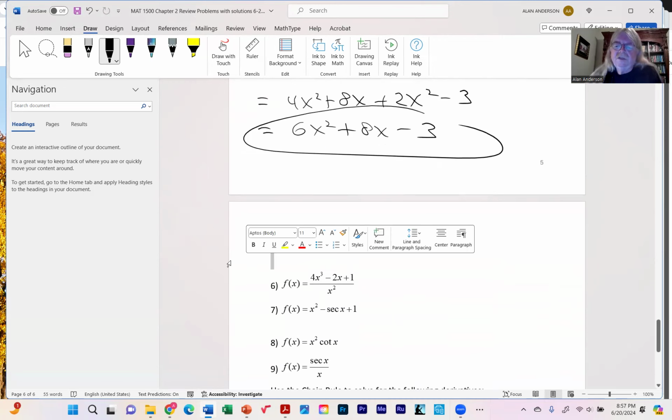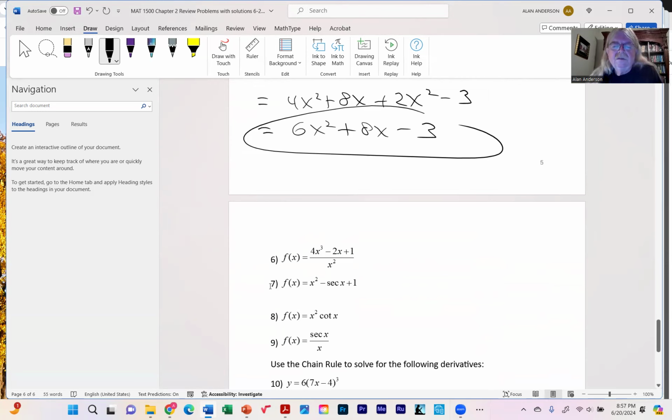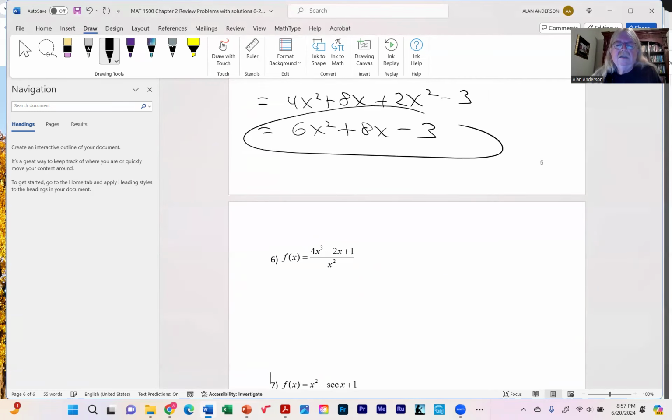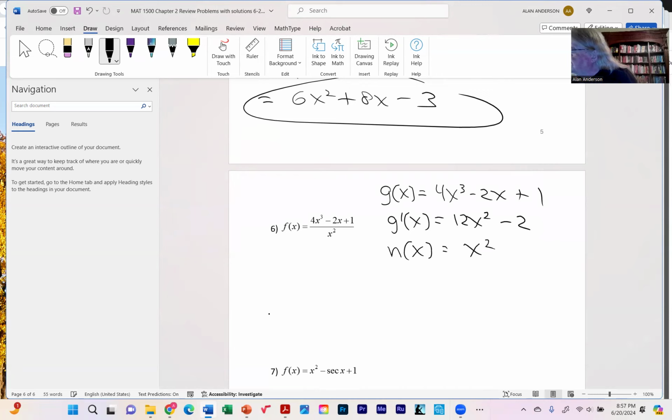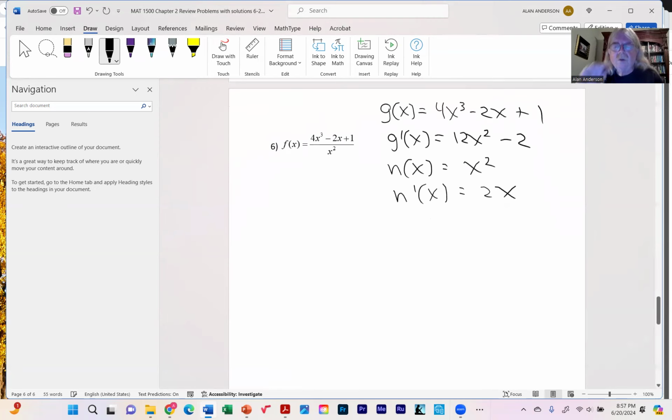Now here we have a quotient rule. Okay. So how does that work? g of x is the numerator. Its derivative, based on the power rule, will be 12x squared minus 2. The denominator is the h, and based on the power rule, its derivative is 2x. So let's write out the quotient rule.